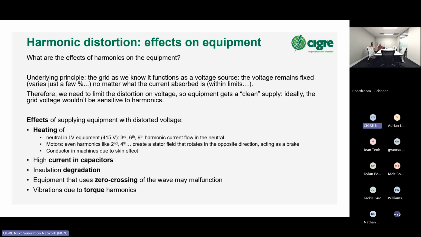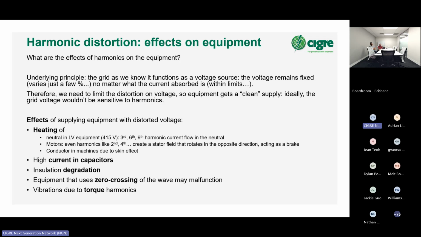In reality, it doesn't happen. So what are the effects of this not happening? You can get, for example, a 415 like a normal industrial supply or household. If you have three-phase, your neutral will get hot. I cannot go into the details of why, but you can look it up or we can discuss later. Motors, even harmonics, make them get hot, and generators. Conductors in machines, as we said, get hot due to the skin effect and the eddy currents. You get high current in capacitors, as we said.